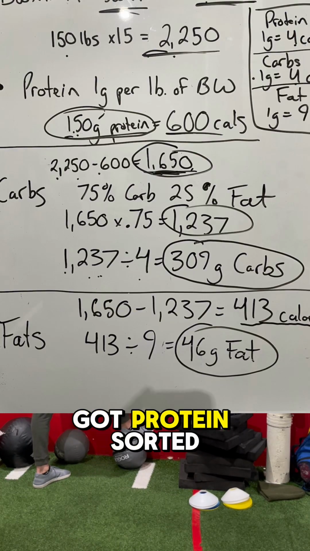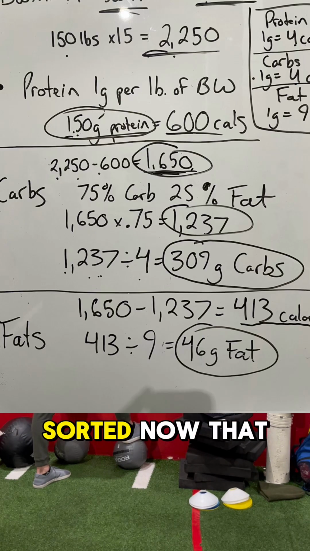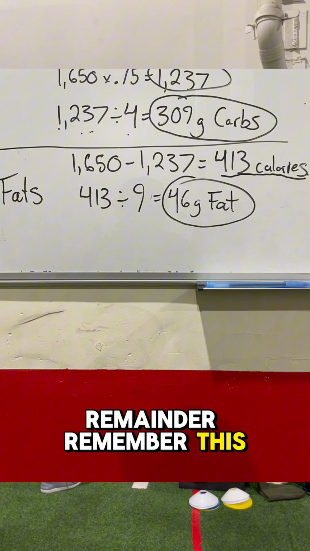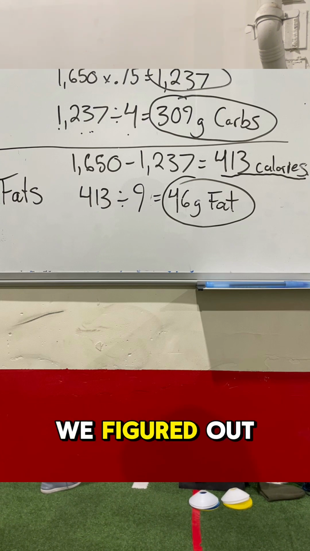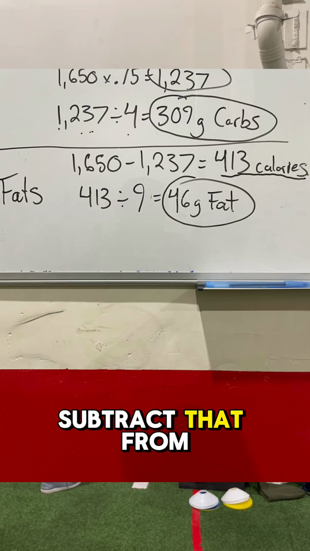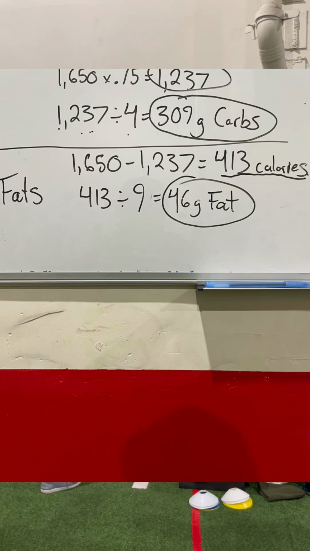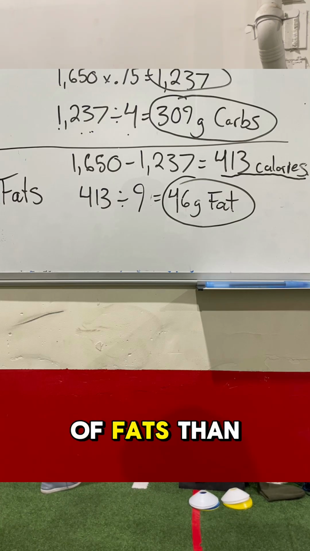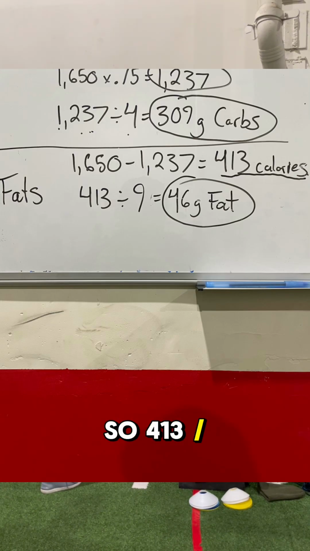Now we've got protein sorted, we've got carbs sorted, that just leaves us fats. From this remainder, remember this is just our carbs and our fats. We figured out our carbs is 1,237 calories. So if I subtract that from this total, that leaves me with 413 calories of fats that I want to hit. And then we just convert that to grams. 1 gram of fat is 9 calories. So 413 divided by 9 is 46 grams of fat.